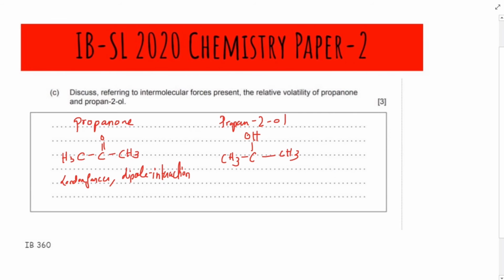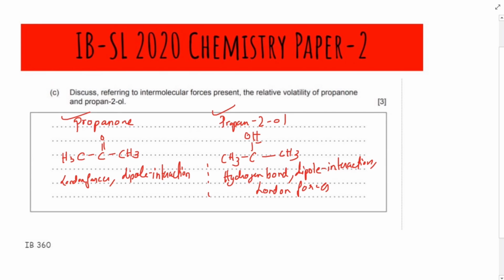For propanediol, we will have three intermolecular forces. First is the hydrogen bond, because this hydrogen is directly attached to this oxygen. Any hydrogen that is attached to an oxygen can produce hydrogen bonds. There would also be an intramolecular hydrogen bond here. Then we will have dipole-dipole interaction, and we will have London forces. We see that there are more intermolecular forces for propanediol as compared to propanone.